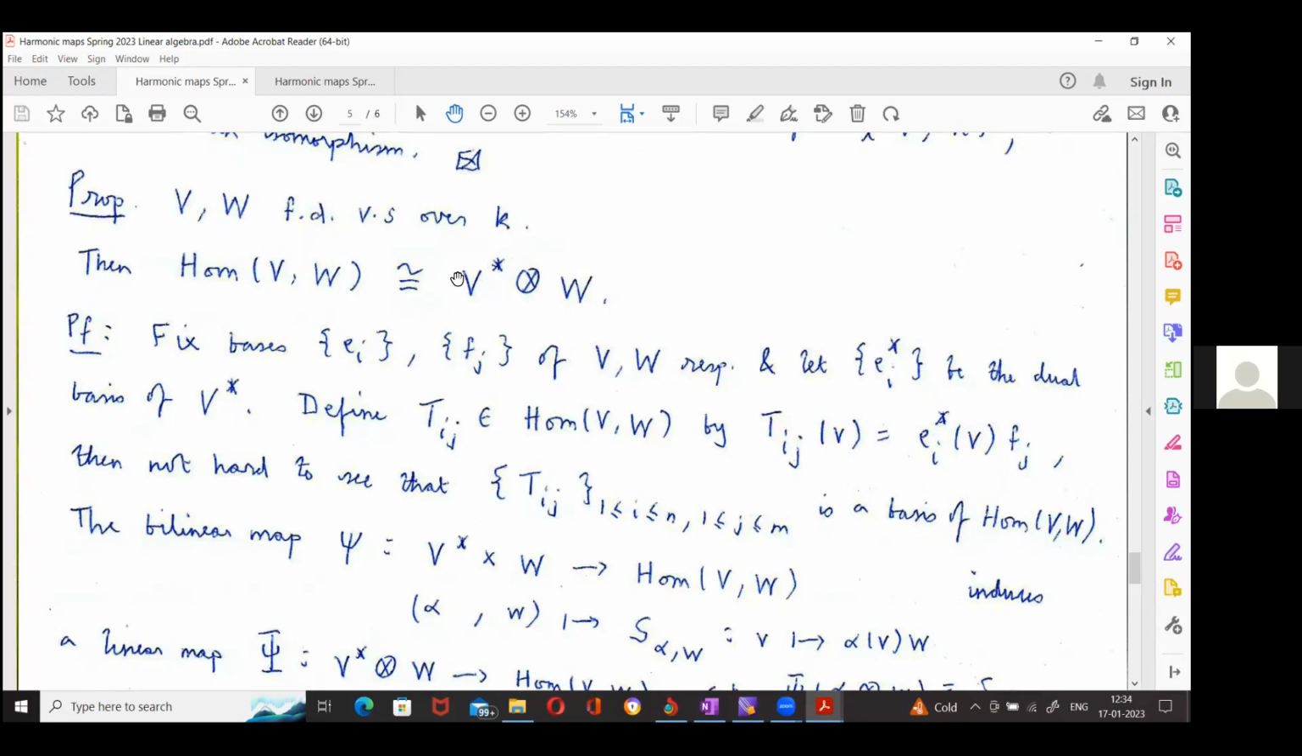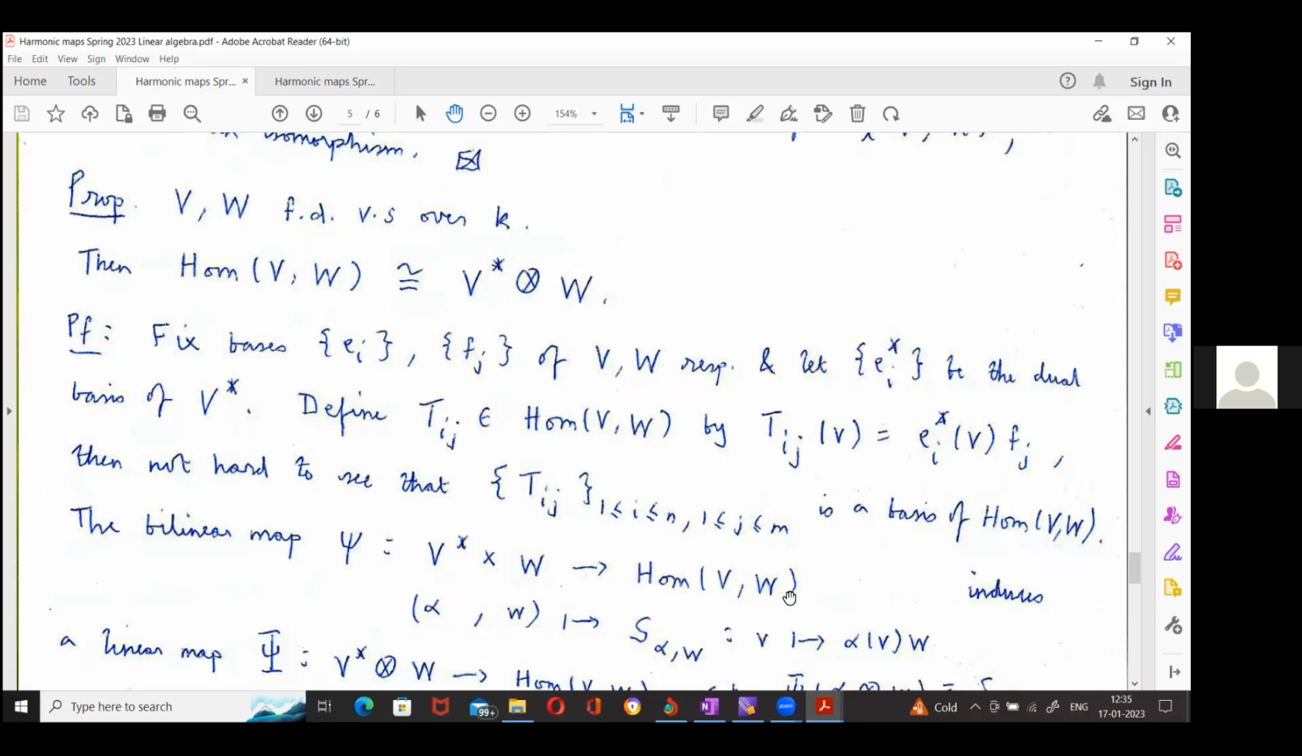First, what we'll do is we'll work out what is a basis for the space of linear maps. That's not hard to do. So you fix bases e_i and f_j of V and W and let e_i star be the dual basis of V star. Then you define for each i, j a linear map T_ij by T_ij of v is just e_i star of v into f_j.